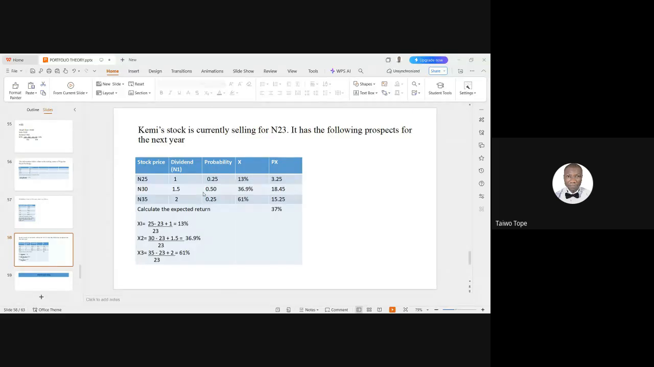So when we talk about portfolio risk, we're talking about the issue of risk, which means uncertainty of return. And this uncertainty is measured using what? Variance and standard deviation.